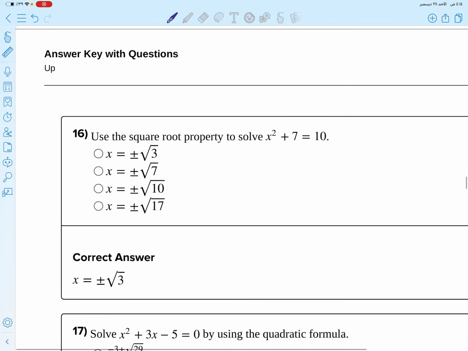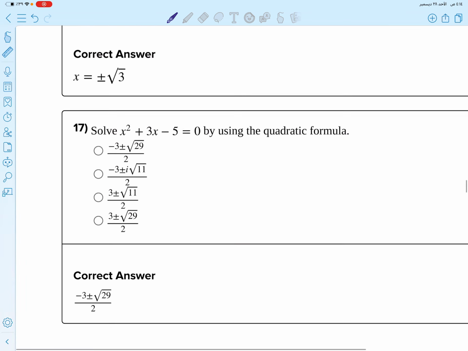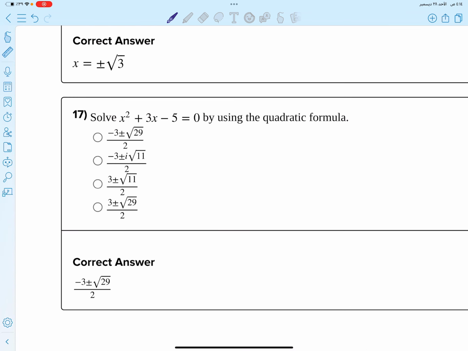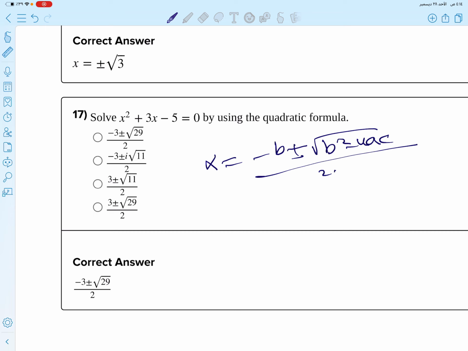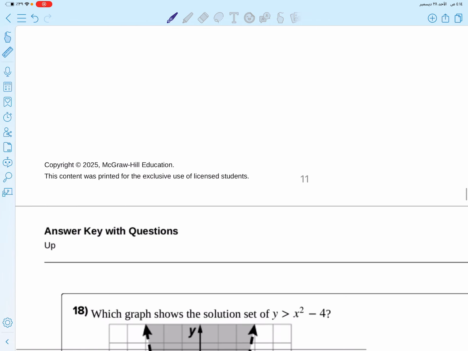Use the square root property to solve x squared plus 7 equals 10. It's easier: negative 7, negative 7. So x squared equals 3. X equals the square root of 3, negative and positive. Answer A. Solve by using the quadratic formula: x equals negative b plus or minus square root of b squared minus 4ac, over 2a. This is the formula, I just need to substitute the numbers in the formula.